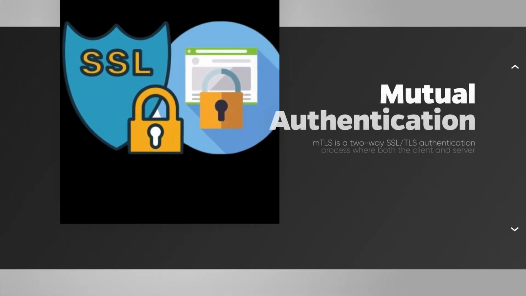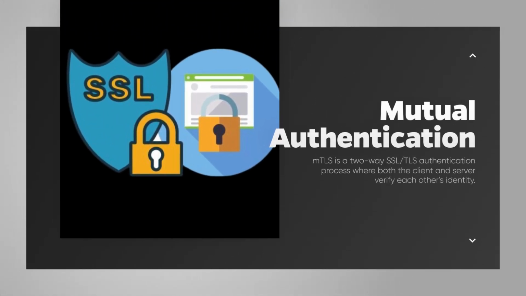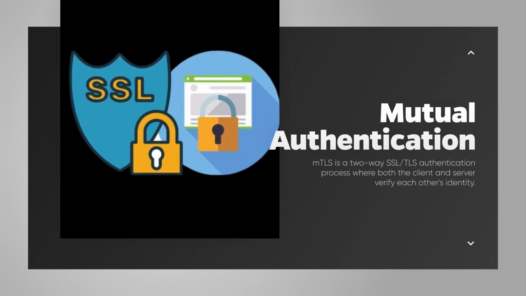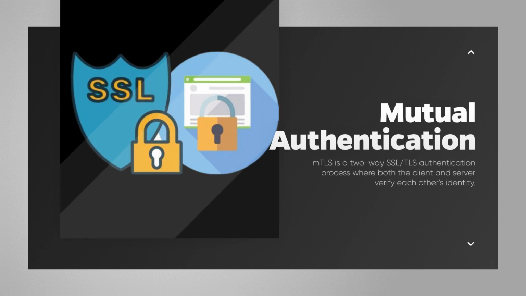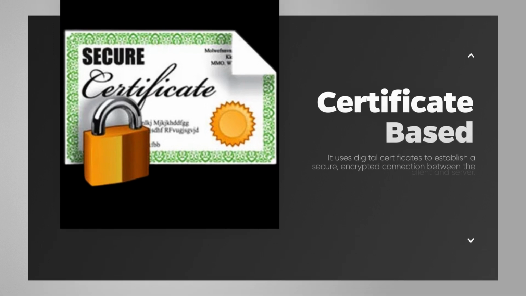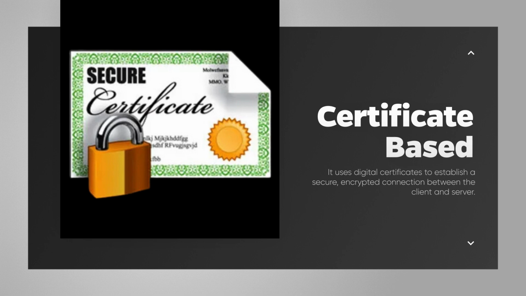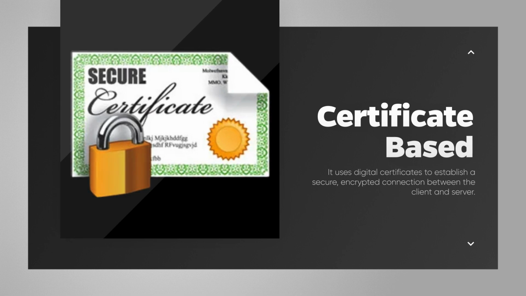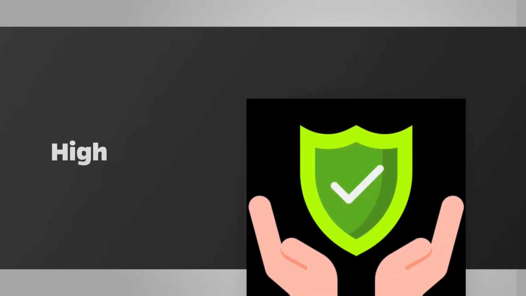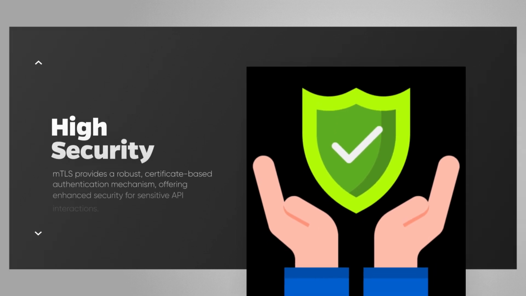MTLS is a two-way SSL/TLS authentication process where both the client and server verify each other's identity. This bidirectional authentication ensures that both parties can trust each other before establishing a secure connection. It uses digital certificates to establish a secure, encrypted connection between the client and server. These certificates, issued by trusted certificate authorities, provide cryptographic assurance of the identity of each party, enhancing the security of the communication channel. MTLS provides a robust, certificate-based authentication mechanism, offering enhanced security for sensitive API interactions.